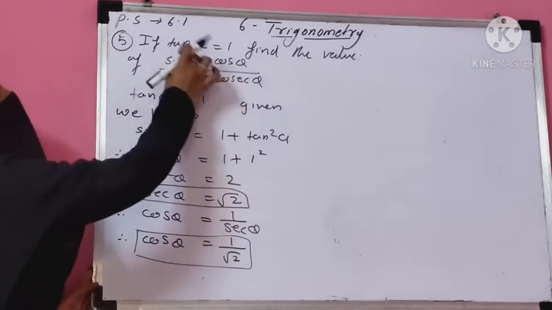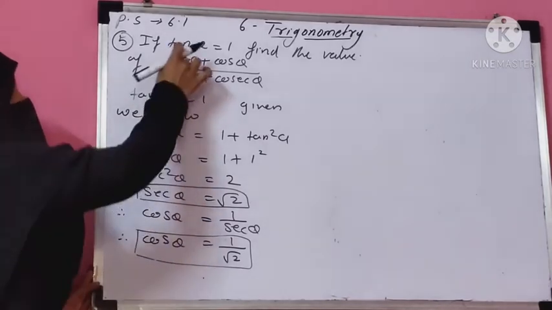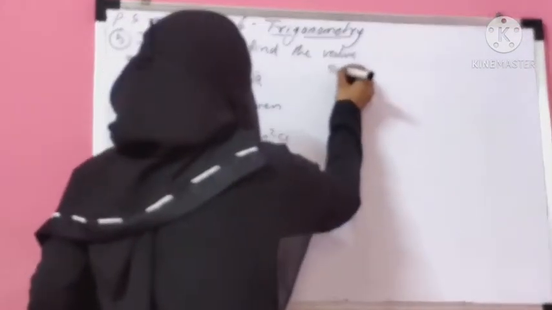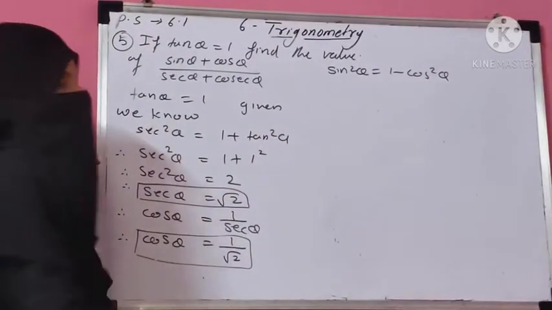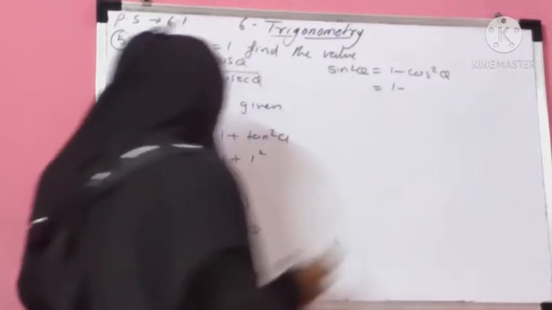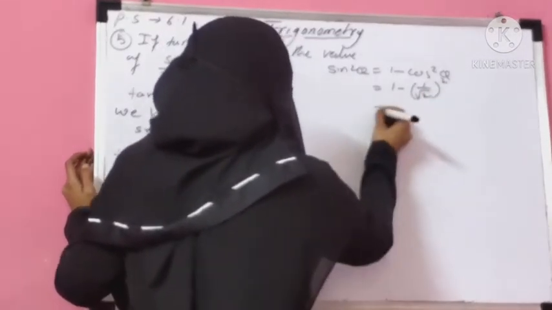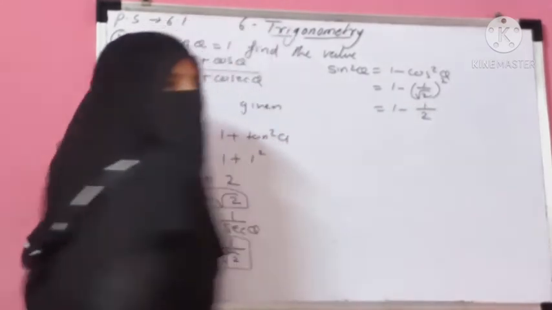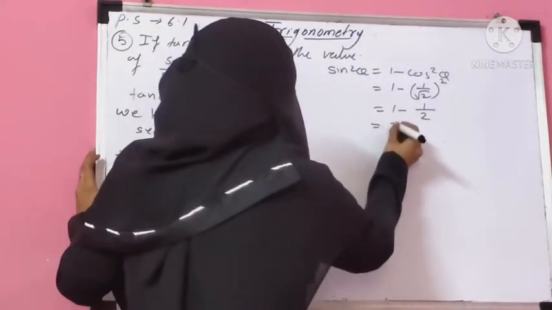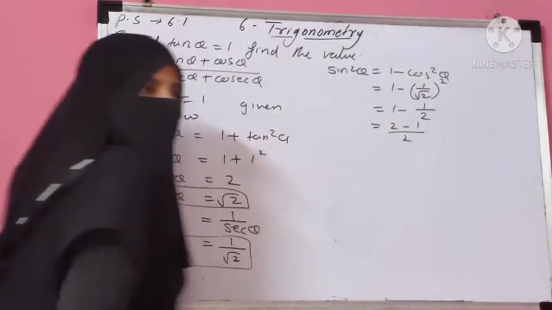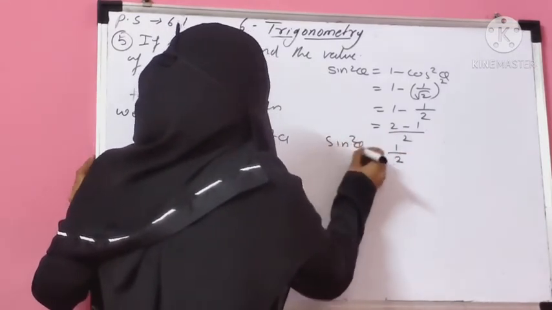Now you have to find this sin and cosec. The formulas of cos and sin are related with each other, then you can find this sin. Apply formula, sin square theta is equal to 1 minus cos square theta. Now substitute the value. 1 minus cos, which is (1 upon root 2) square. So 1 minus 1 upon 2. Square of 1 upon root 2 is 1 upon 2. So it becomes 2 minus 1 divided by 2. So 2 minus 1, 1 upon 2. It's sin square theta.